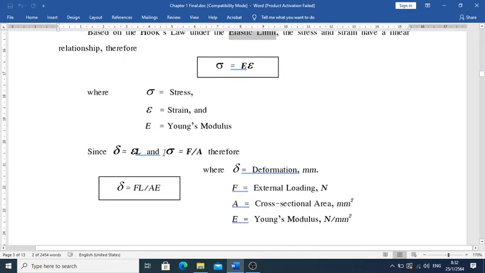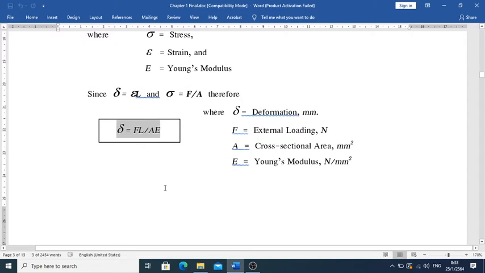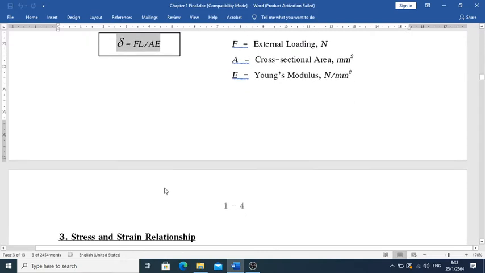So I make a substitution of sigma equal to F over A, and delta is equal to epsilon times L. So I get another relationship, delta equal to F times L over A times E respectively. So this is the relationship that we've got, rather than sigma equal to E times epsilon, okay?